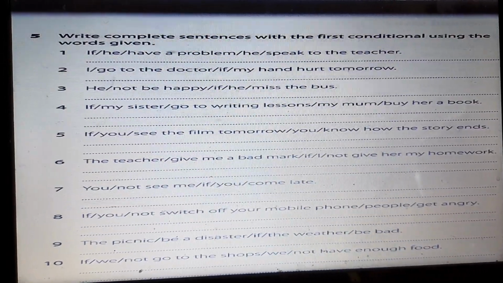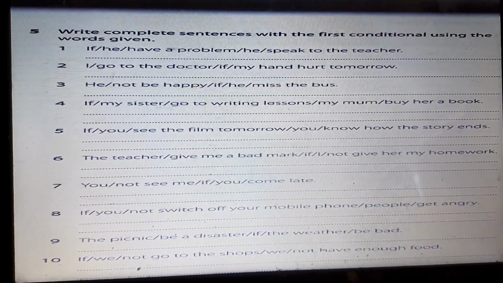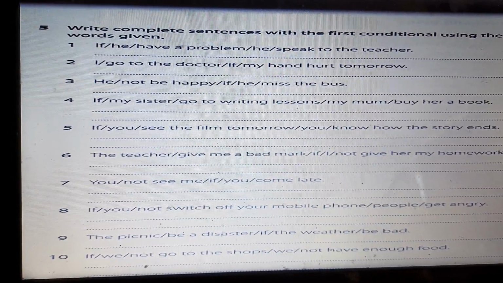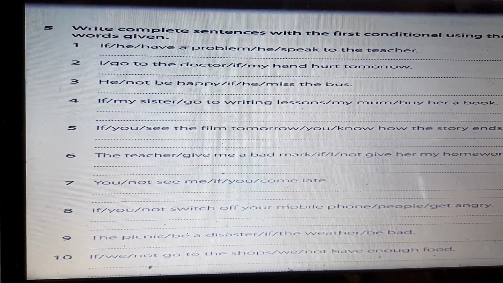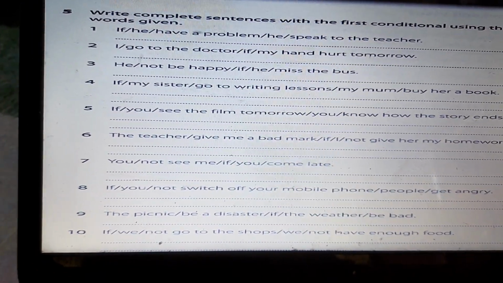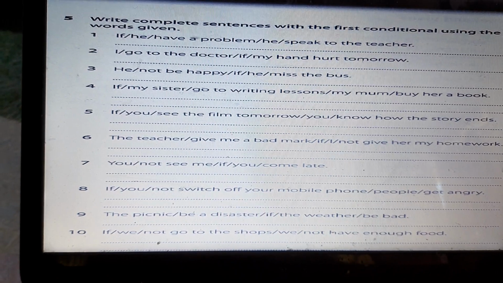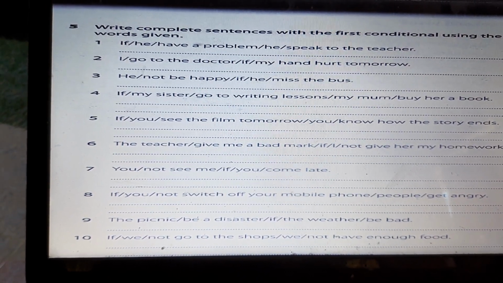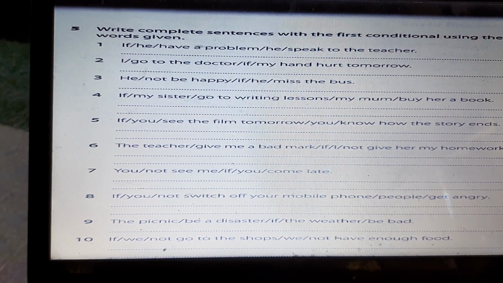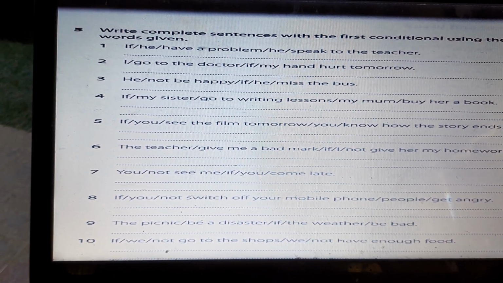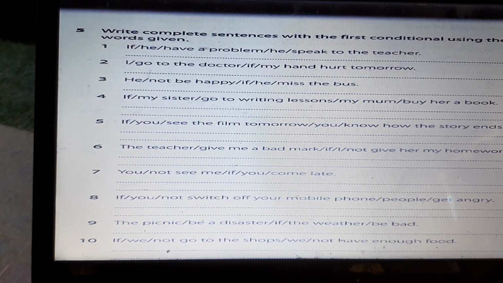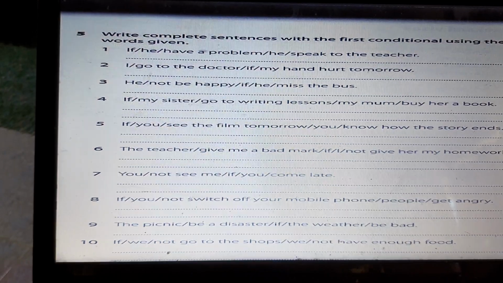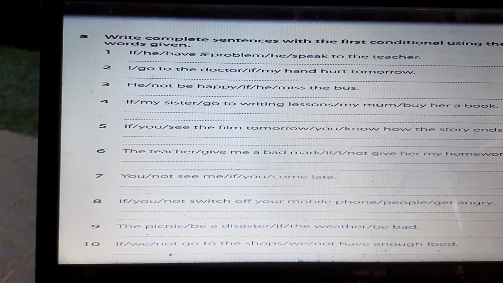The first one: write a complete sentence with the first conditional using the words given. Number 1, we have: if he have a problem, he speak to the teacher. So we are going to write it as a full sentence. We say: if he has a problem, we put has because have can't go with he; he, she and it take has. So we say: if he has a problem, he will speak to the teacher. We added will and put has instead of have, because it depends on the subject.